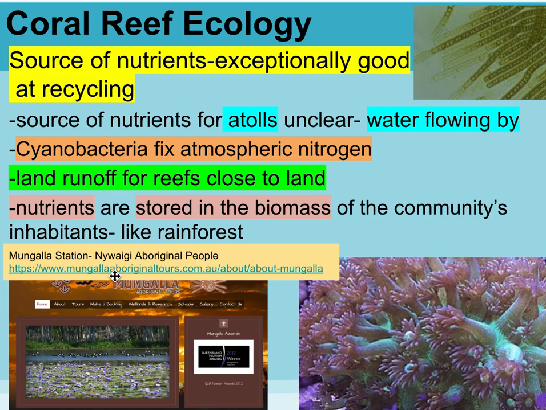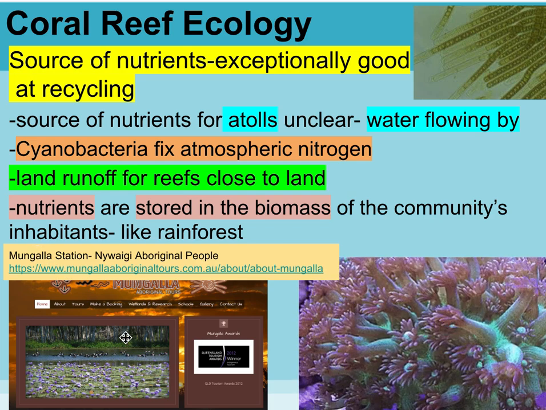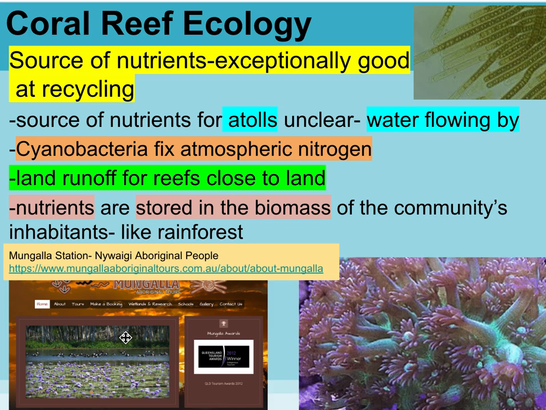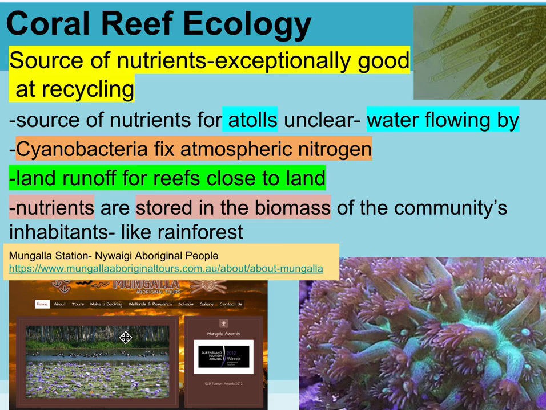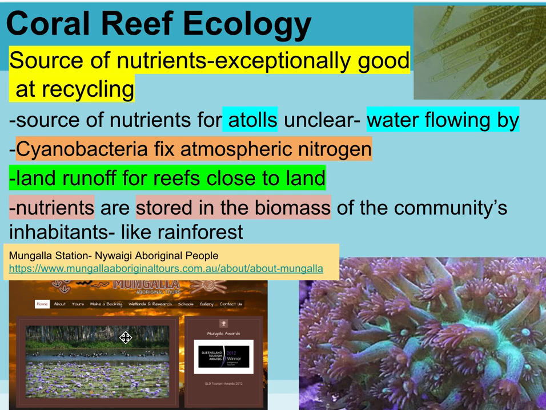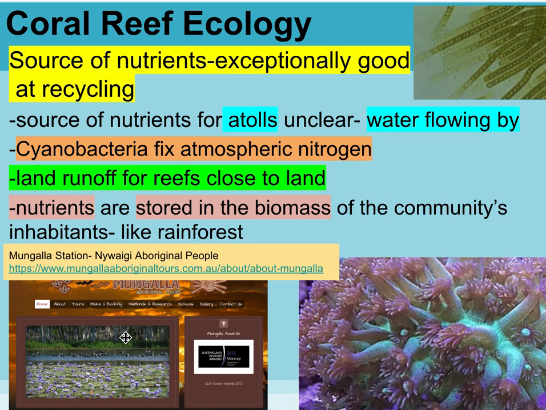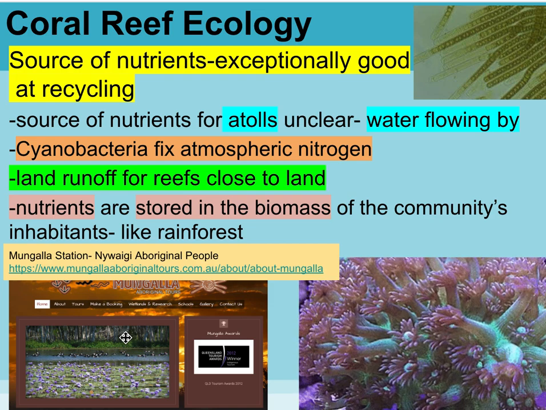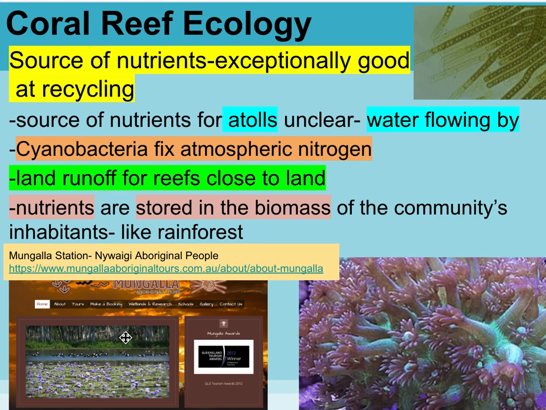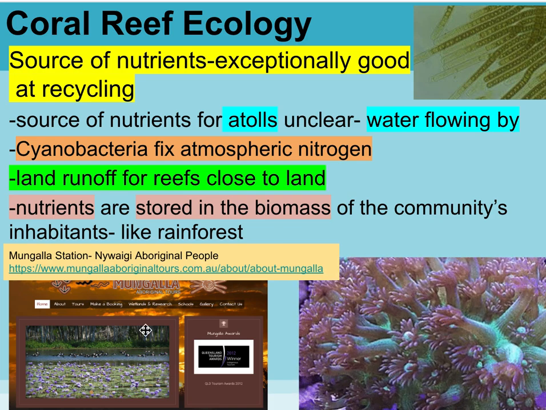I highly recommend checking out this website from Mangala Station. This is a place that I got to visit when I was in Australia, where the Aboriginal people that live there actually bought back what had been made into a sugarcane field. It was a wetland that had been made into a sugarcane field during like the 1800s. They bought it back within the last like 30 or so years, and I might have that story wrong, so go double check it on their website. But they have started to restore that sugarcane field to a wetland.